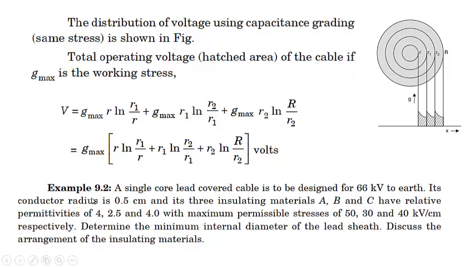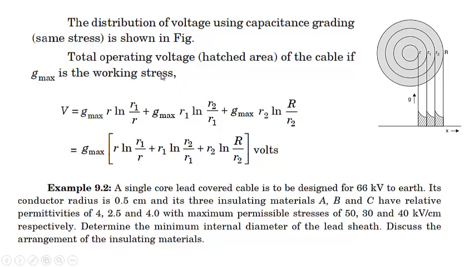So let us try to do one example on this, which is slightly different from this. We have not assumed in this numerical that Gmax is the same. A single core lead covered cable is to be designed for 66 kV to earth. So it is to be designed for this voltage. Its conductor radius is 0.5 cm and the 3 insulating materials A, B, C have relative permittivities 4, 2.5 and 4.